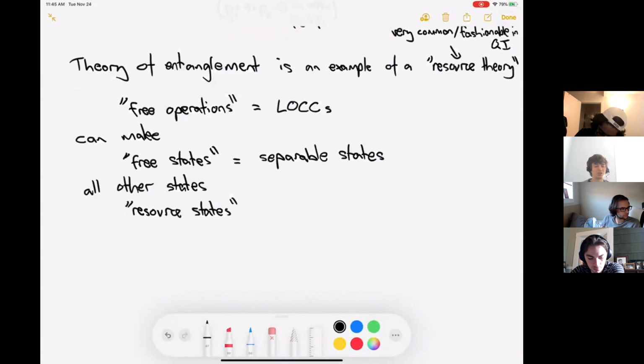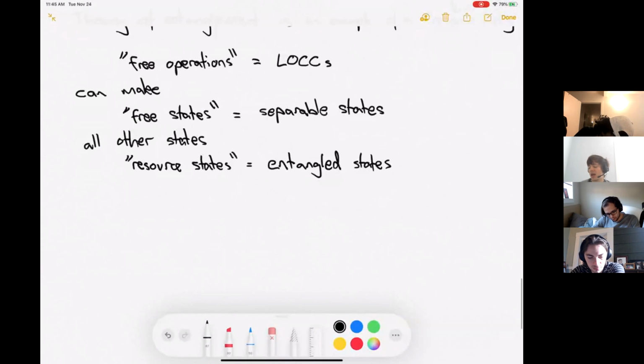So, for example, the useful resource of a Bell state, together with classical communication, would let you do quantum teleportation, right? It's a useful thing that is valuable even if you're able to do these LOCCs very, very efficiently and easily. Okay, so in this case, the resource states are going to be entangled states.